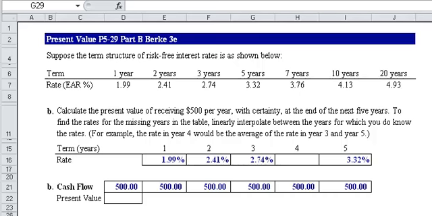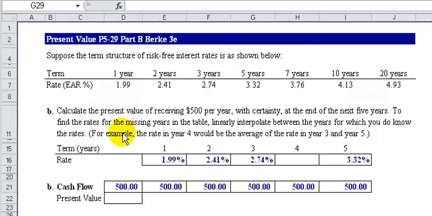Let's work part B of this present value problem. This is probably one of the more complex present value problems that I've seen. Okay, so here's the information. Suppose the term structure of risk-free interest rates is shown below. And what you can see is they gave us rates from years 1 through 20.